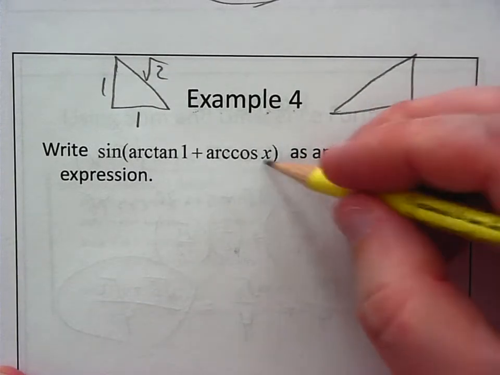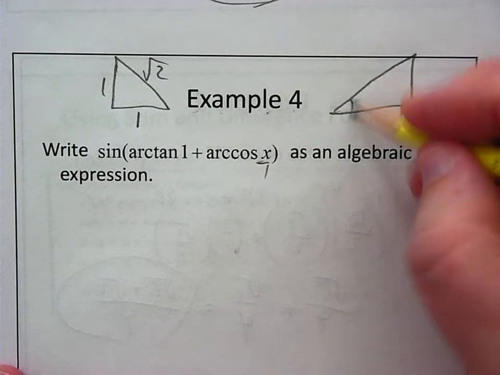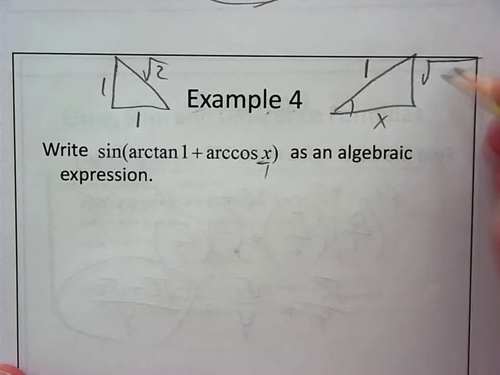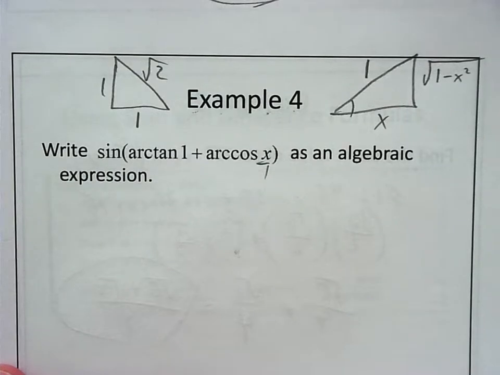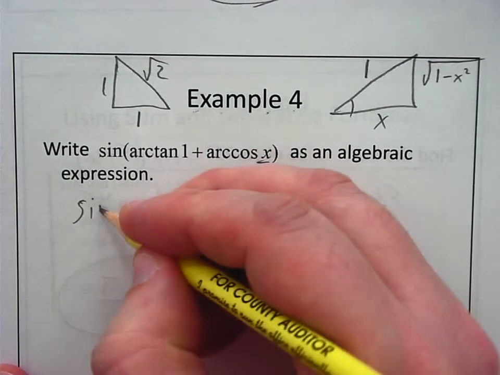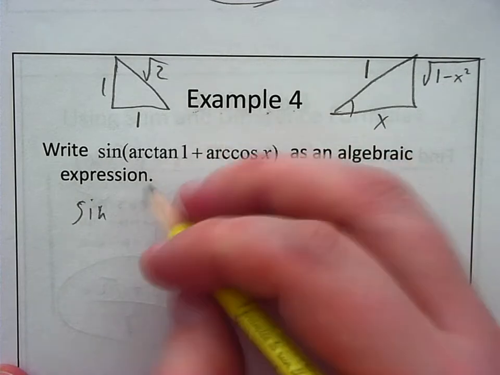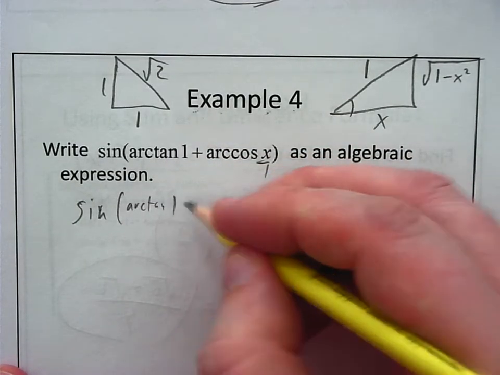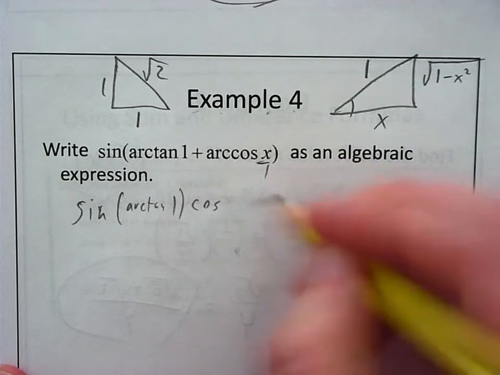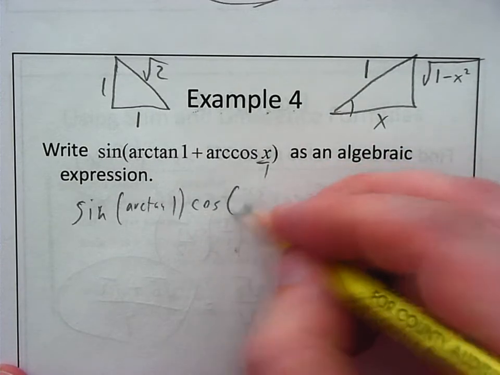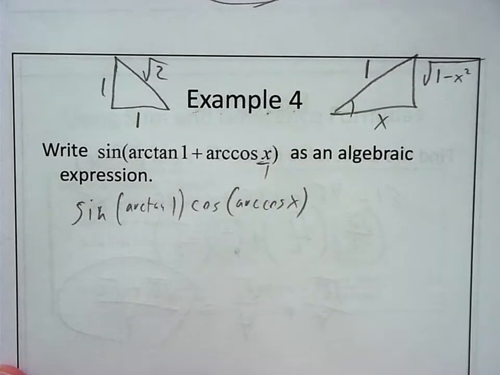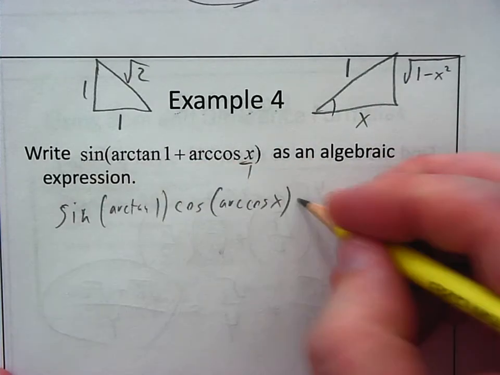Arccosine of x is going to be, I'm going to put it over 1 again, adjacent to the angle is x, hypotenuse is 1. That means your opposite side is going to be the square root of 1 squared minus x squared. So now I can actually set sine of the inverse tangent of 1 times cosine of the other one, which is arccosine of x. Now since that's plus and we're doing sine, it's going to be plus again.